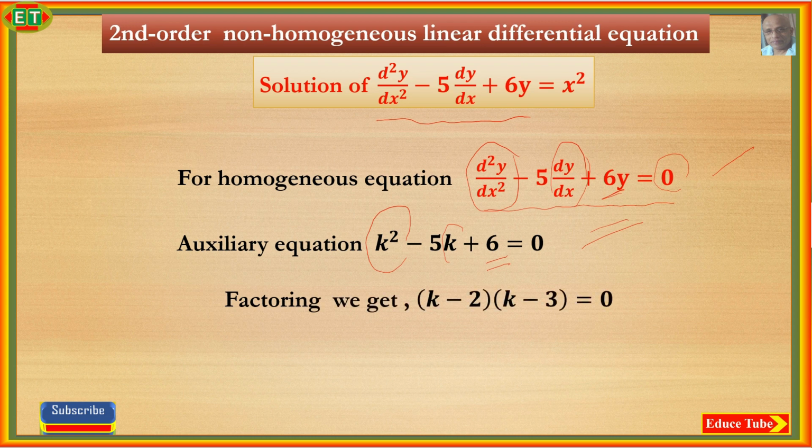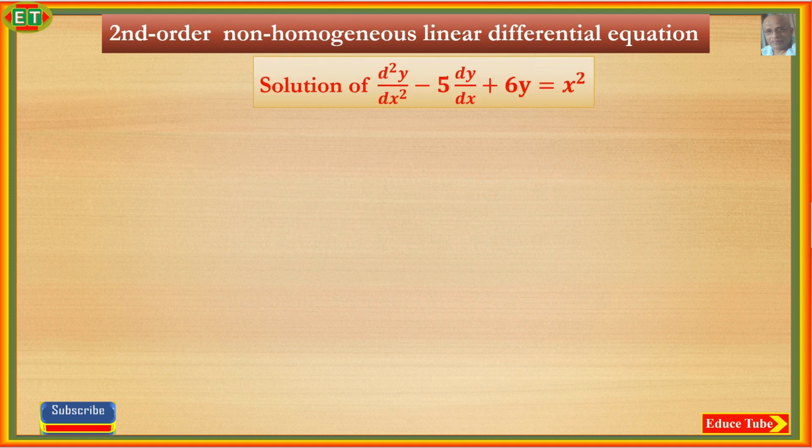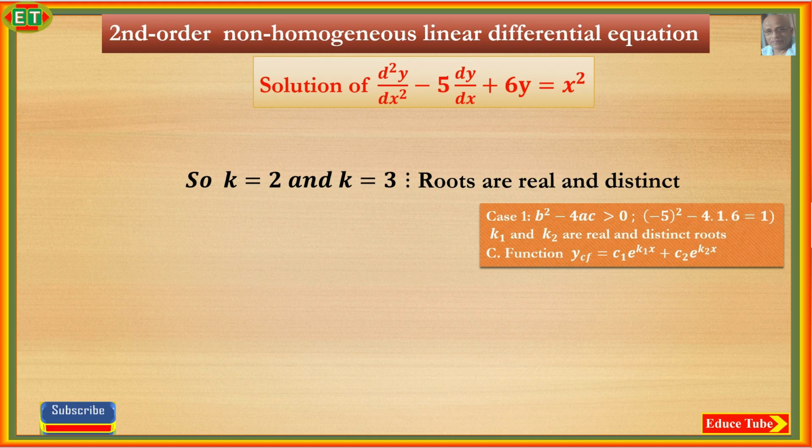Now we have to do factoring. By factoring, what do I get? Two factors, k minus 2 and k minus 3. It means k equal to 2 and k equal to 3. These are two roots, and these two roots are real and distinct. If we look at the discriminant b square minus 4ac, here we can see it is 1, it means greater than 0. So k1 and k2 are real and distinct roots.